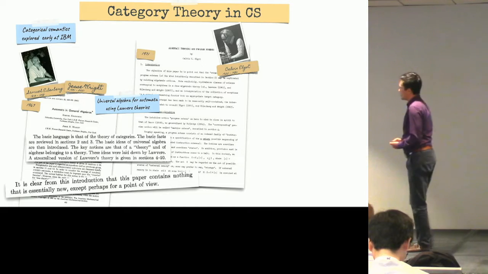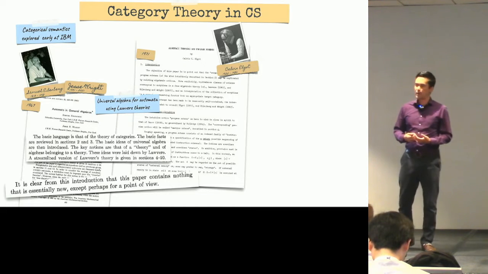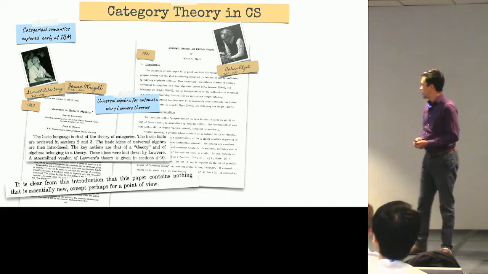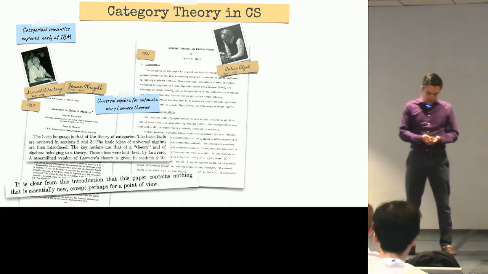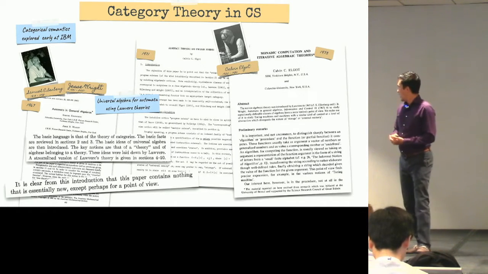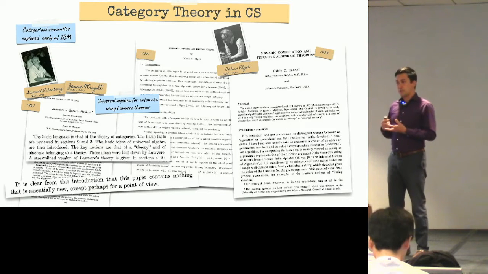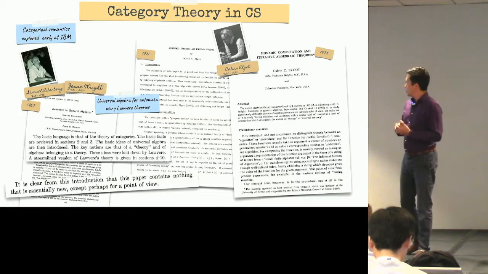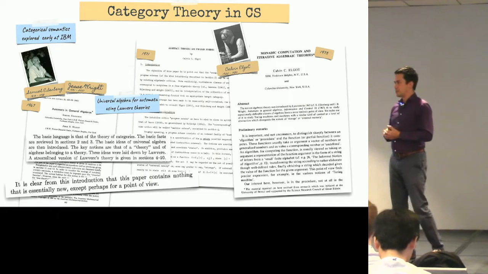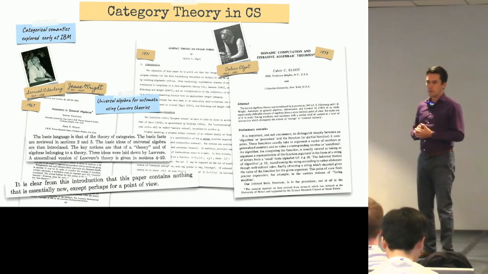And actually, a lot of these ideas get crystallized and worked on by this chap called Elgert. He's thinking again about automata and how that relates to category theory. From his first paper, he is thinking about Lawvere theories. And then in '73, he talks about monadic computation and iterative algebraic theories. He's thinking about algebraic theories from the beginning.